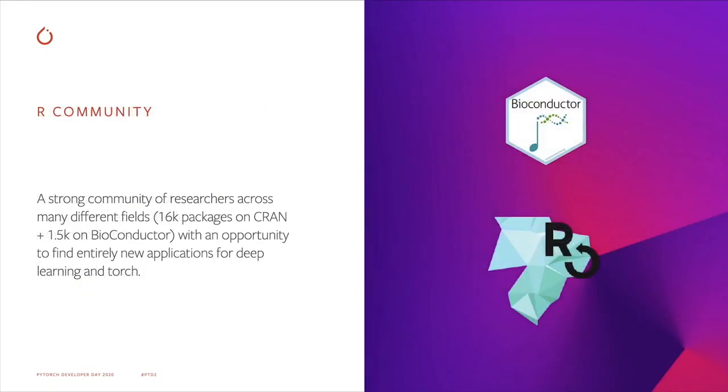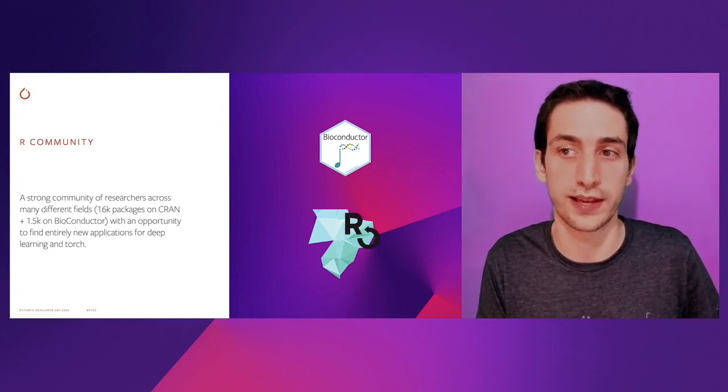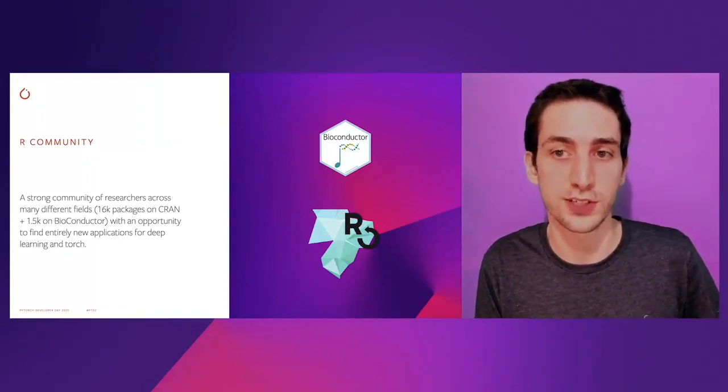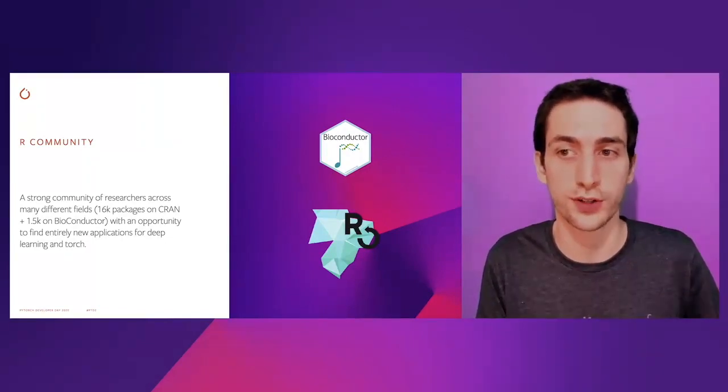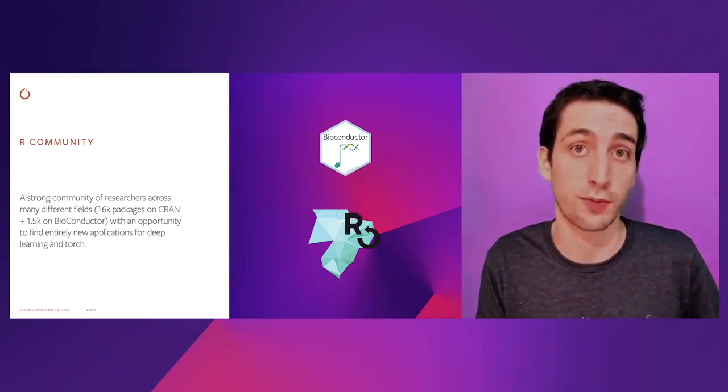The R language has a strong community of researchers across many different fields. See, for example, the rOpenSci project. They act in fields like economics, genetics, psychometrics, bioinformatics, with the Bioconductor project, and many others. Deep learning and PyTorch have already proven their success in fields like computer vision, natural language processing, speech recognition, and others. We believe that researchers in the R community will use Torch to find entirely new applications for it and push the frontiers of what's possible.